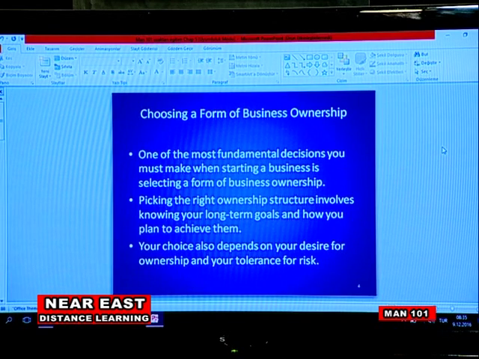Choosing a form of business ownership. One of the most fundamental decisions you must make when starting a business is selecting a form of business ownership. Picking the right ownership structure involves knowing your long-term goals and how you plan to achieve them. Your choice also depends on your desire for ownership and your tolerance for risk.